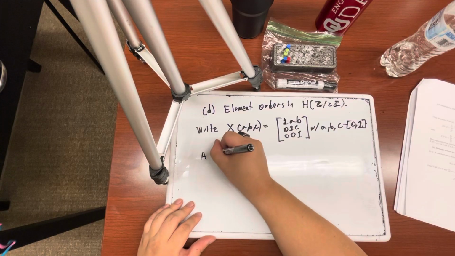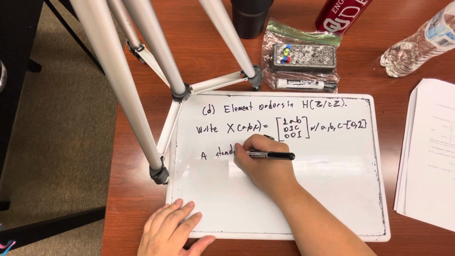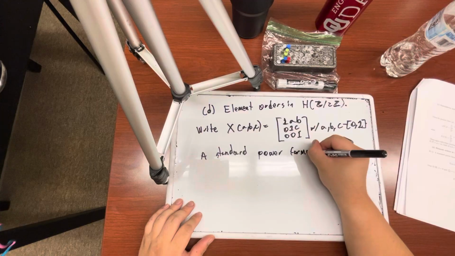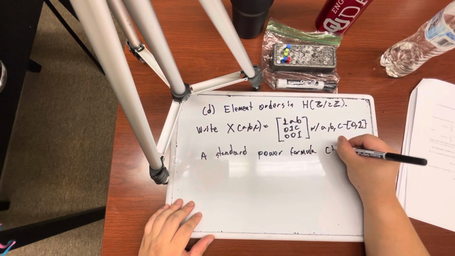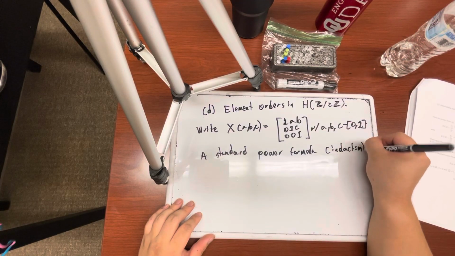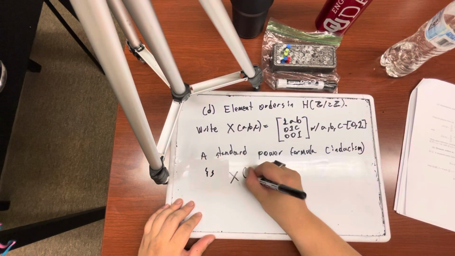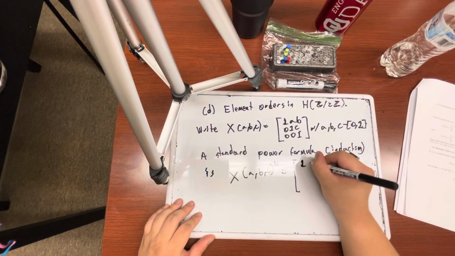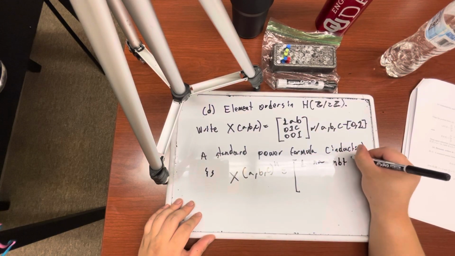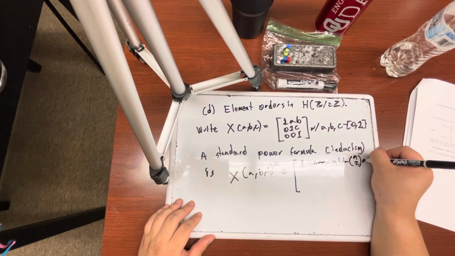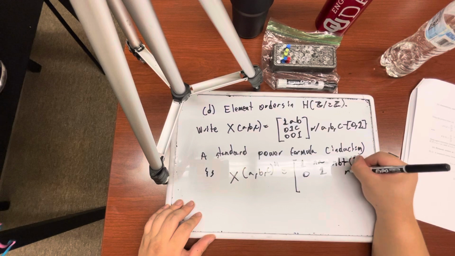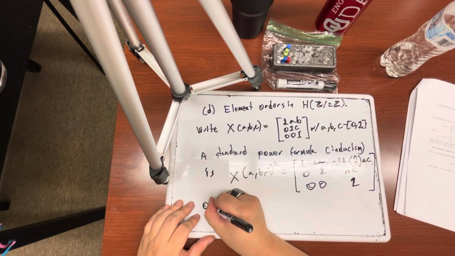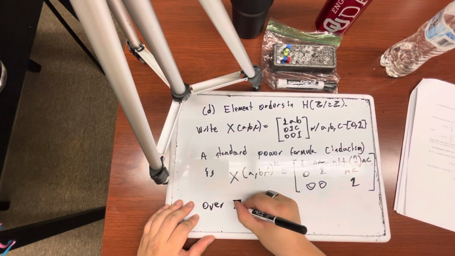So a standard power formula, proved by induction, is x of a, b, c to the n is equal to the matrix 1, na, nb plus n choose 2 times ac, 0, 1, nc, 0, 0, 1. This is over the integers mod 2.